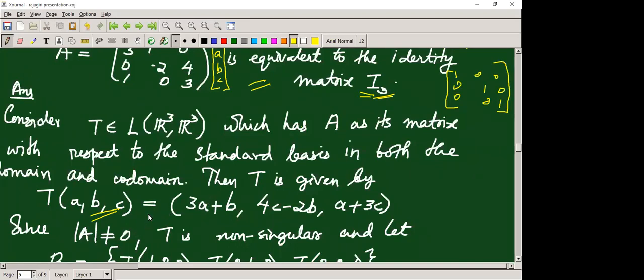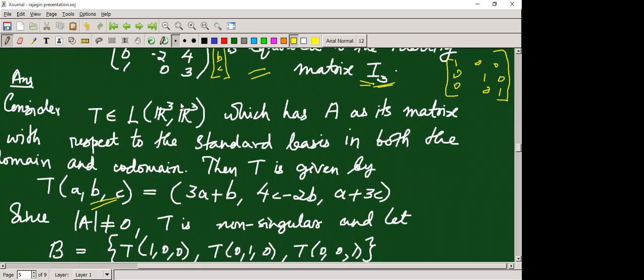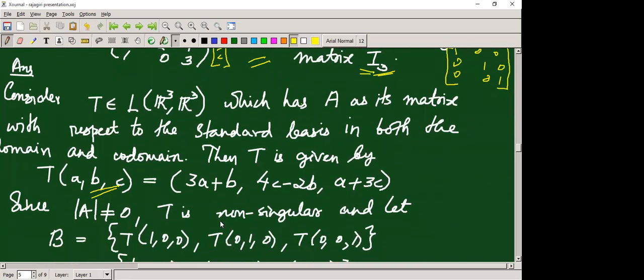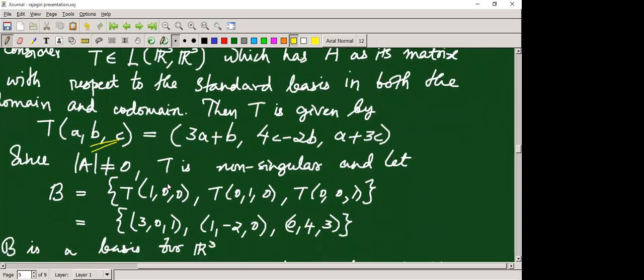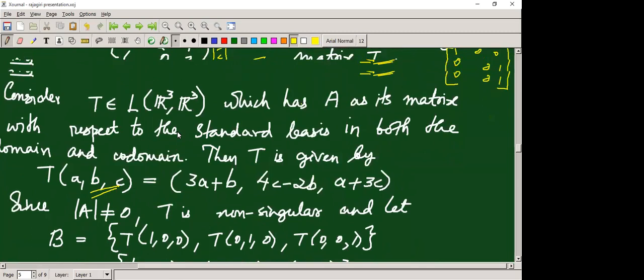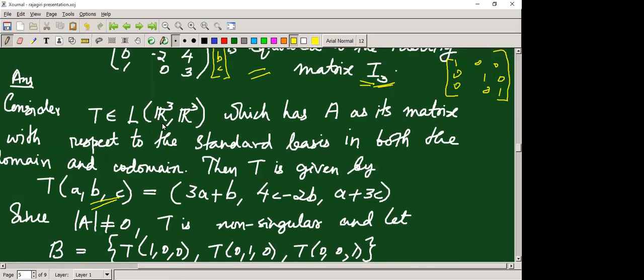Since the determinant of A is not equal to 0, this is non-singular. So you find the images of the standard basis. As the first case, we take the standard basis e_i both in the domain and the codomain. Then if you represent T(a, b, c) = (3a + b, 4c - 2b, a + 3c), its matrix with respect to the standard basis is actually our given matrix.